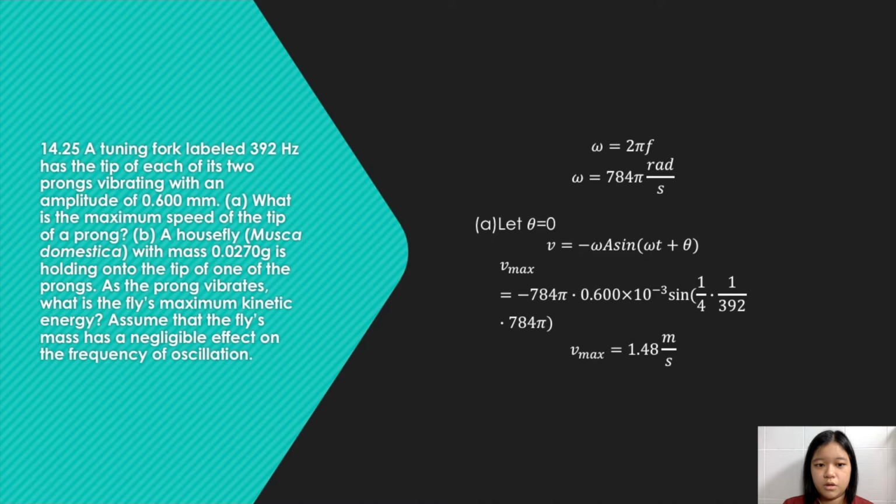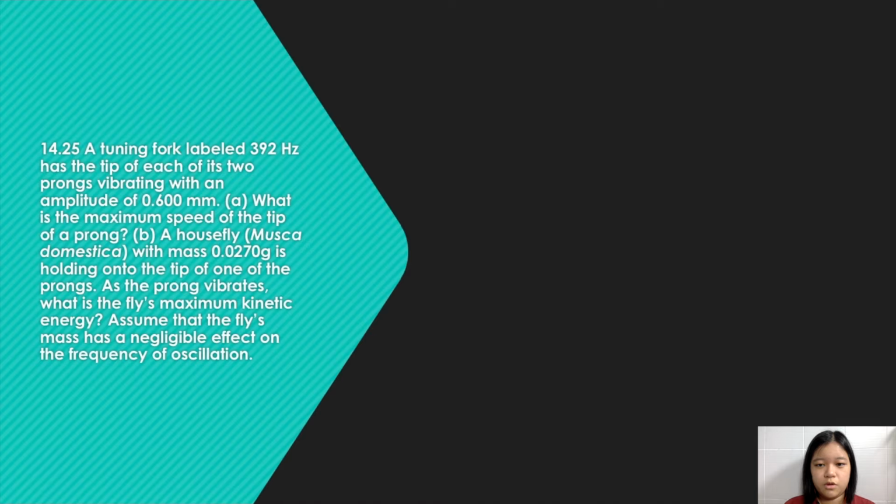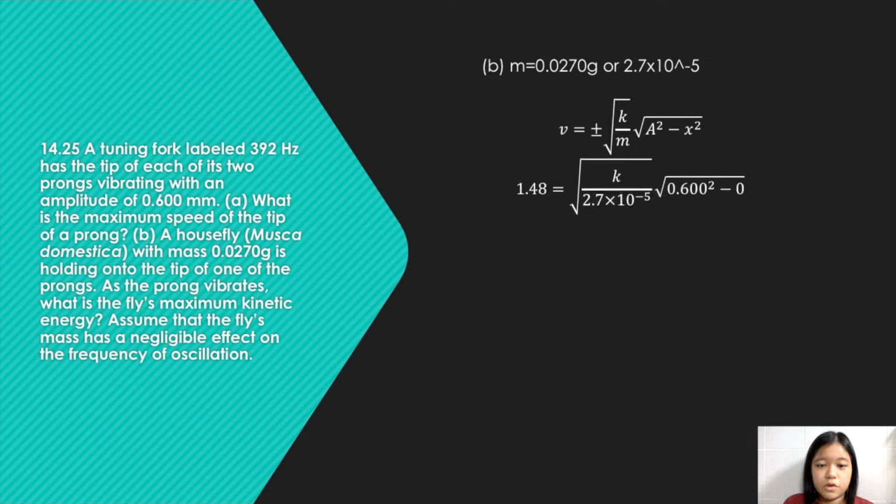So there it is. And now we can answer letter B. Mass is 0.027 grams, or 2.7 times 10 to the negative 5 kilograms. And so to get the maximum kinetic energy, that's just equal to the total energy. And first you'll need to find k with this formula. Substitute the values. Since the maximum velocity also occurs when x equals 0, that's why x equals 0. And you can simply transpose.